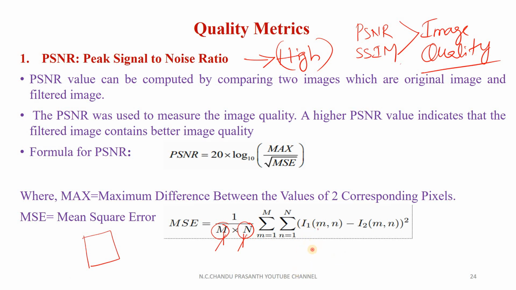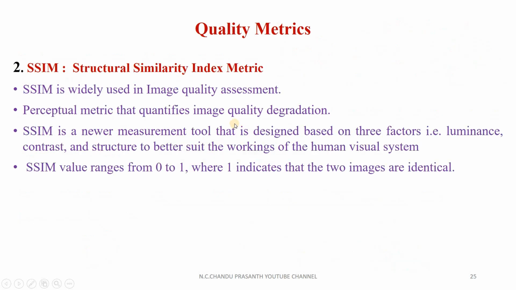I1 means the original image without any noise, and I2 means the filtered image, that is, the image which contains noise. So this is the general theoretical formula for PSNR. Always remember the PSNR value must be high.